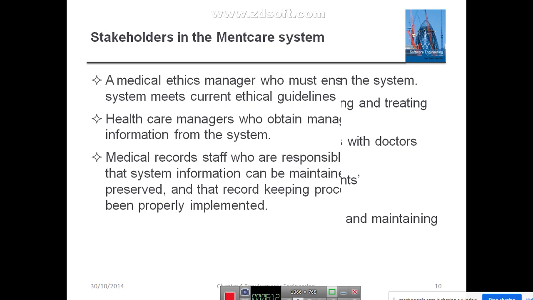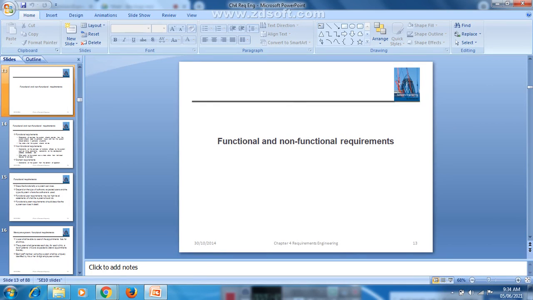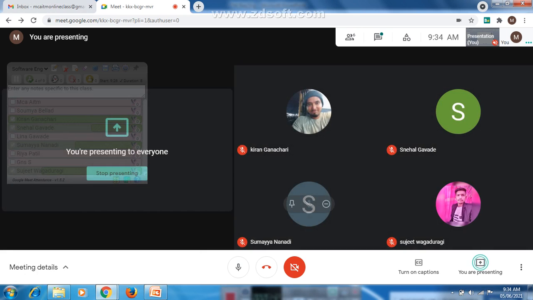In the last class we have seen the functional and non-functional requirements. Do you remember, guys, what functional and non-functional requirements are, at least now? What exactly are they? What is the use of functional and non-functional requirements? Can anyone tell? Hello, can you hear me? Yes, guys. What is a functional requirement?